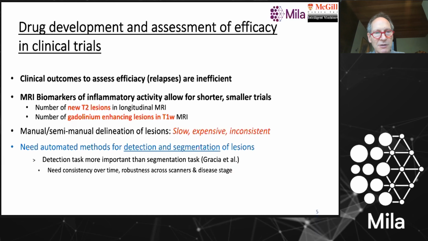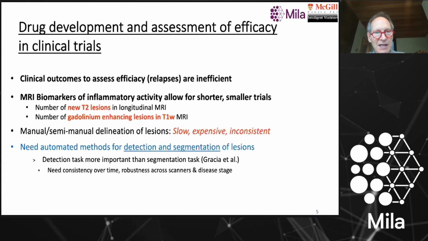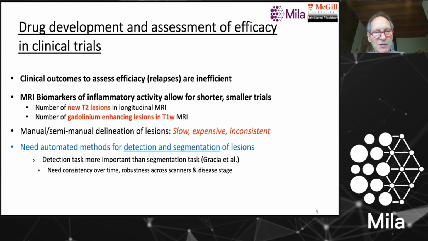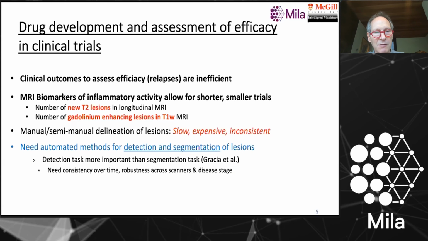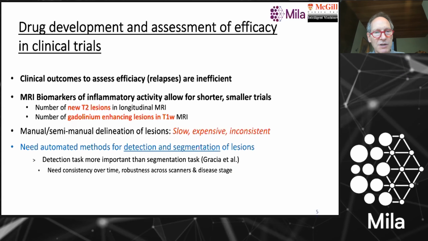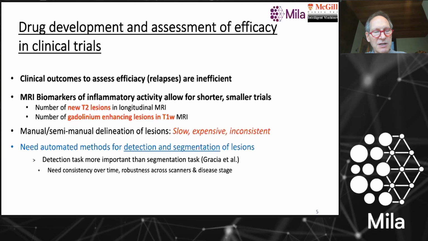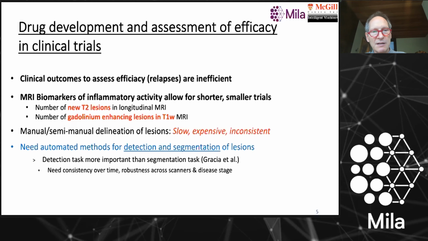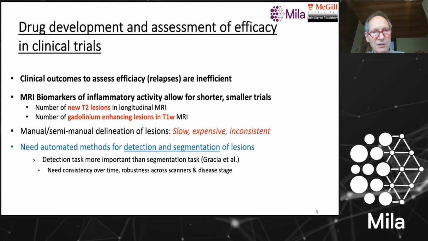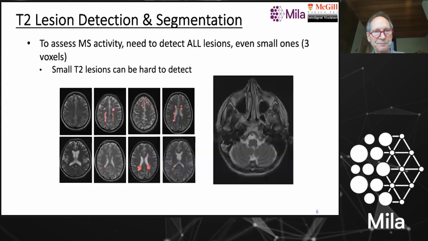And as Tal alluded to in her introduction, the key to this is not necessarily the same as many other computer vision tasks and methods for assessing them are concerned. We're interested in detection primarily, so that we don't miss new activity on the scans. And this detection needs to be consistent over time. It needs to be robust across multiple scanners because there are many scanners involved in clinical trials. It needs to be robust to the different stages of the disease.